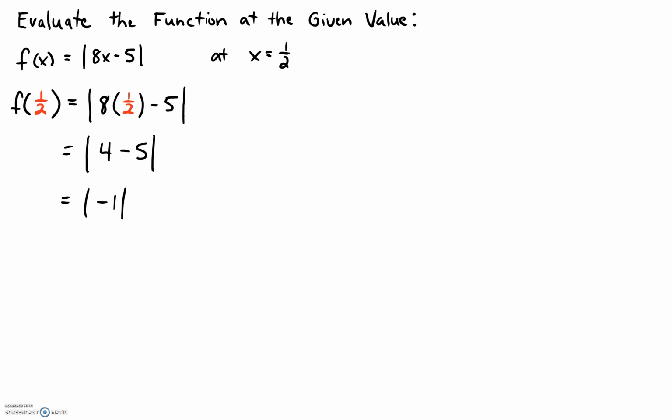So remember, the absolute value is just the distance from 0. So the distance is always going to be a positive quantity. So all we're going to do is say the absolute value of -1 is +1. And the reason for that is -1 is 1 unit away from 0. So f of x equals the absolute value of 8x minus 5 evaluated at x equals 1/2 gives us 1. And that's our answer.